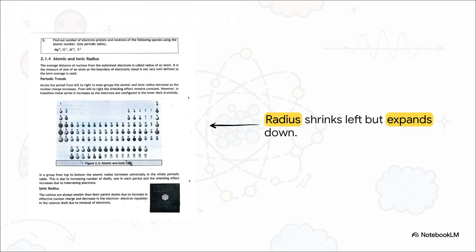Think about it. If you look at the rows moving left to right, you're adding protons and electrons to the same general shell. More protons mean a stronger magnet in the center, pulling that shell inward, which shrinks the atom. But when you move top to bottom, you are adding entirely new layers, new shells, which physically shield those outer electrons from the nucleus's pull, making the atoms universally larger.